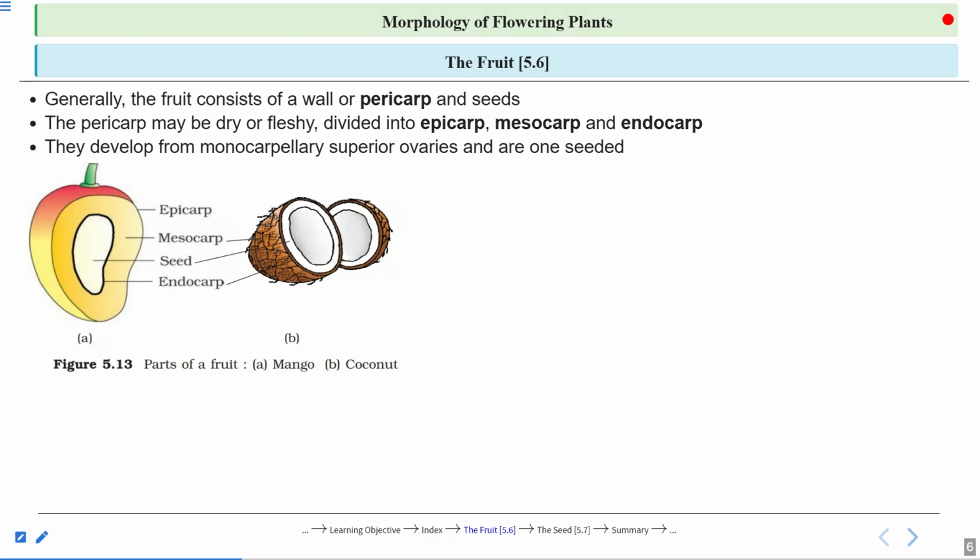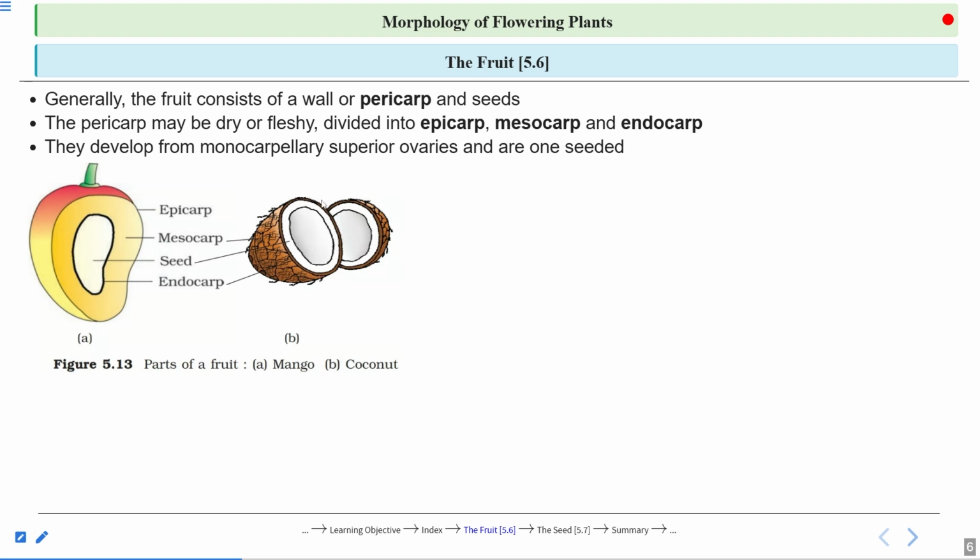Coconut is not a parthenocarpic fruit. It is not a parthenocarpic fruit. It does have seeds. So what is that water actually? That is the endosperm. Nutrition to the embryo is provided by the endosperm. So liquid endosperm is there. And slowly, that endosperm settles and forms the white part there.